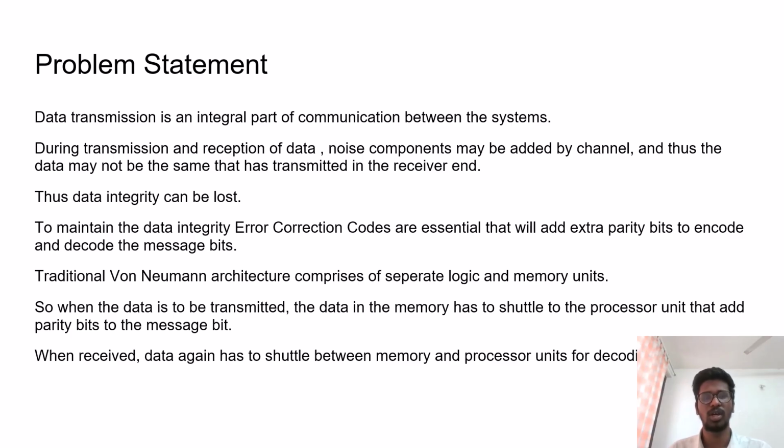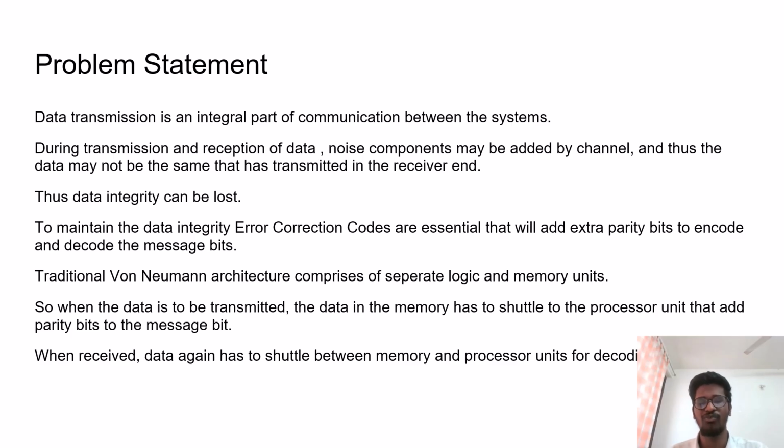Problem statement. As we know, data transmission plays a crucial role in communicating between systems. During this transmission process, various issues can arise, especially noise introduced in the channel. The noise will change the original data, which means the information which you sent is not the same as what you receive. So, by this noise interference, the data integrity will be compromised. To handle this, we are using error correcting codes, and these codes help detect and correct data by adding parity bits to the original message.